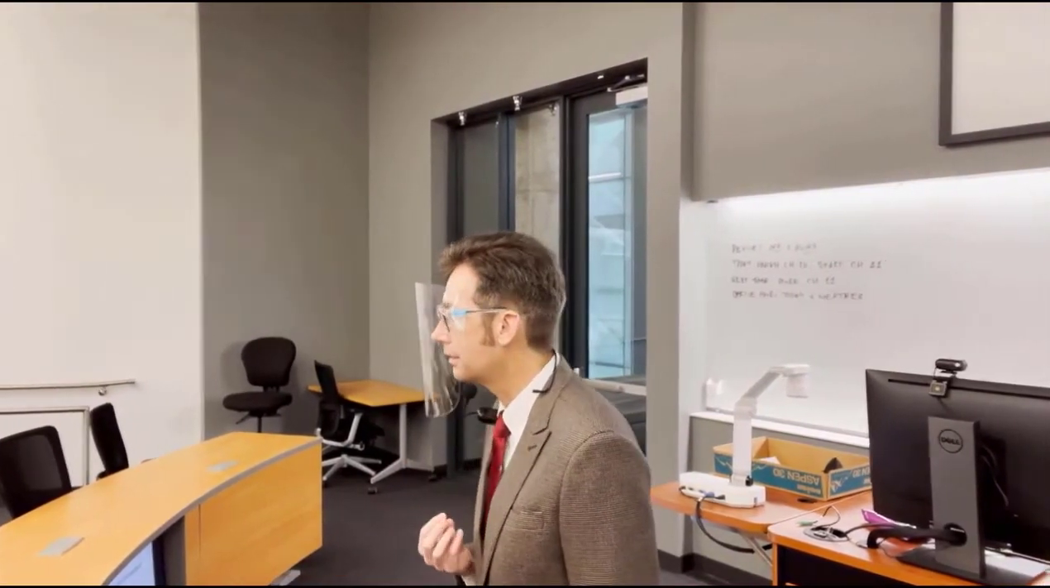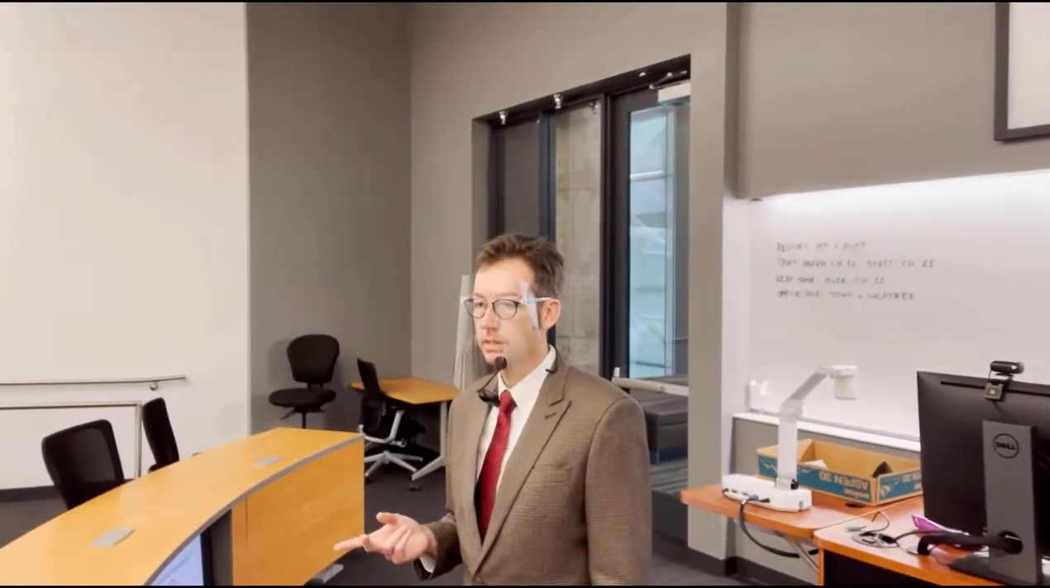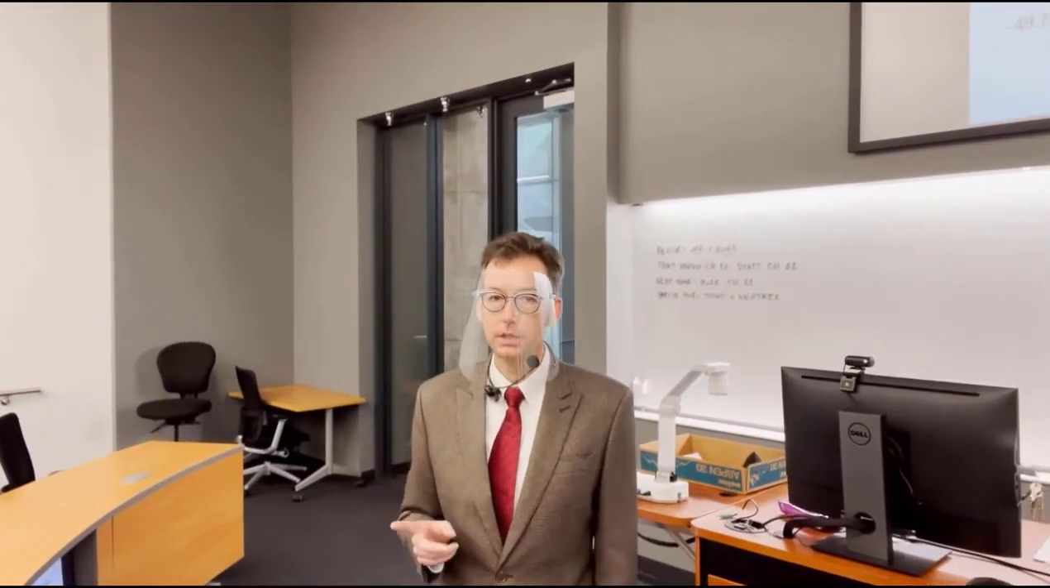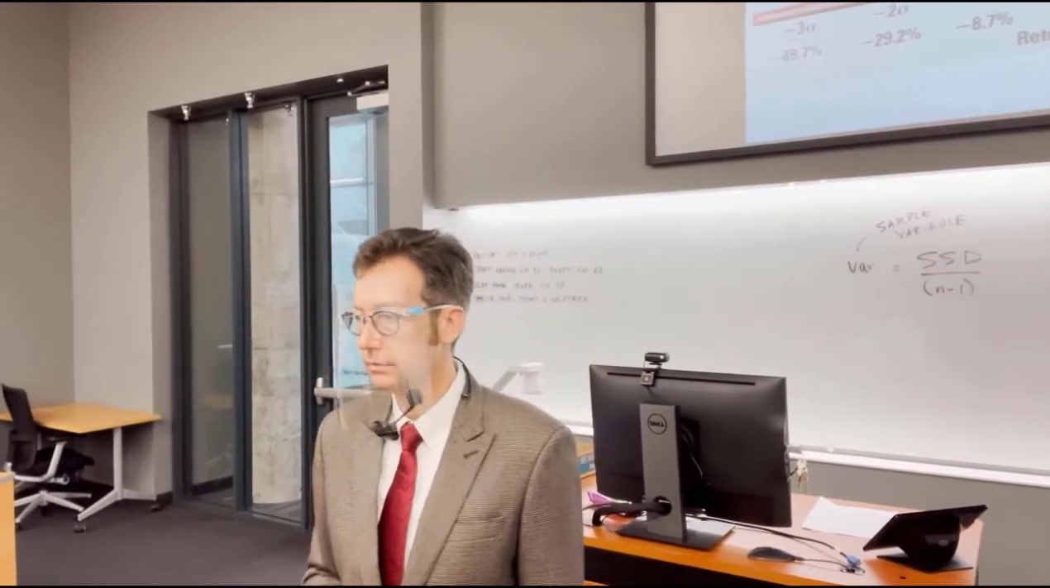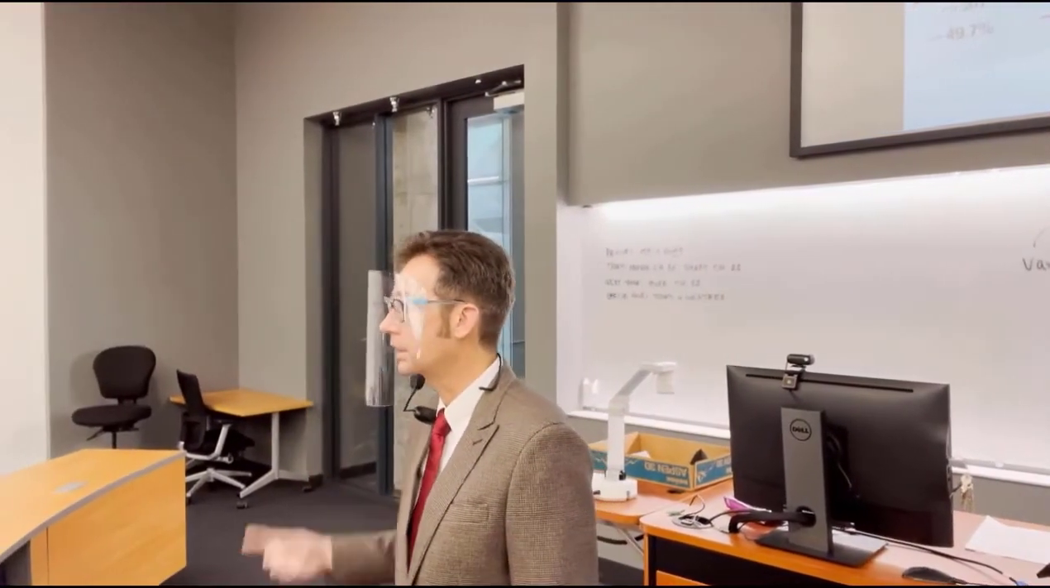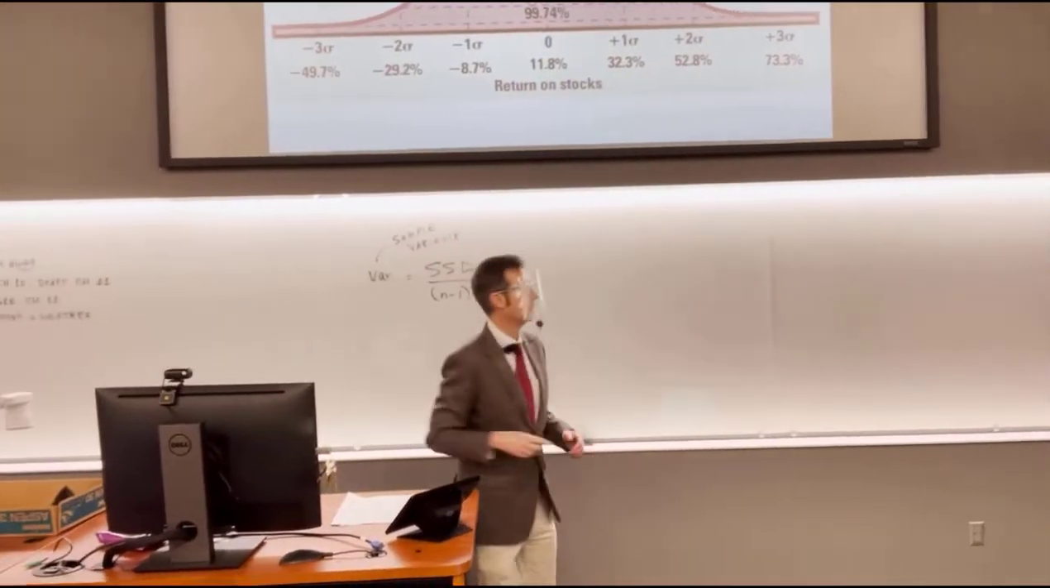Now, what if we go a little further than that? What if we go to plus three standard deviations? Now we're at an IQ of 145. What do we call people like that? Geniuses. Now, let's ask a question here. What percentage of the population are geniuses? How would we go about figuring that out?